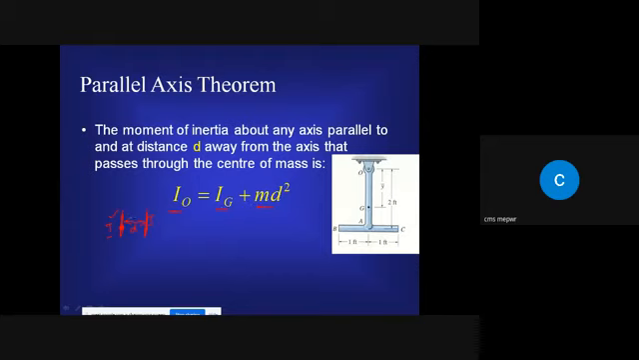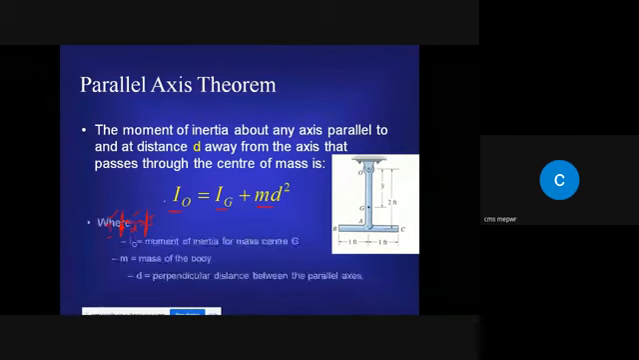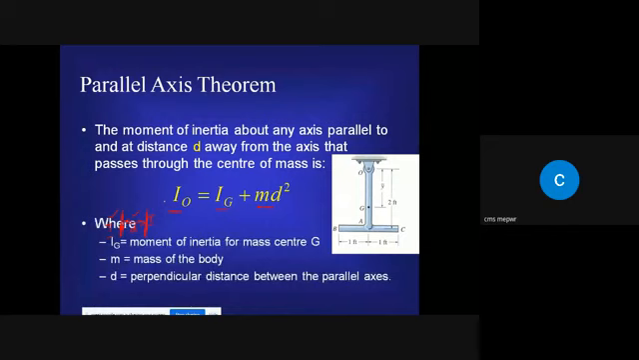So again, it's just a recap. That was basically the parallel axis theorem, so it will be utilized in our example and in our problem. Ig is the moment of inertia for the mass center G, m is the mass of the body, and d is the perpendicular distance between the parallel axes.